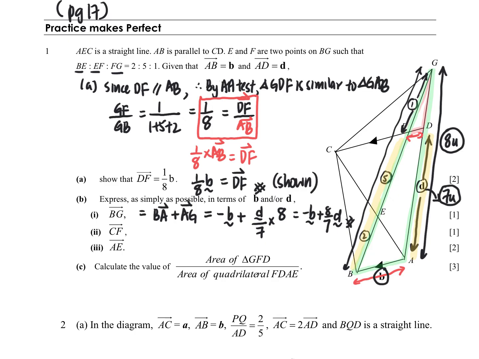Okay, I want to find CF, which is this one. Let me highlight this thing in red. So this one, I want you to compare with this tiny triangle. Can you tell me what kind of triangle this is, the red and the blue one? Similar triangles because there is a parallel line. Why?